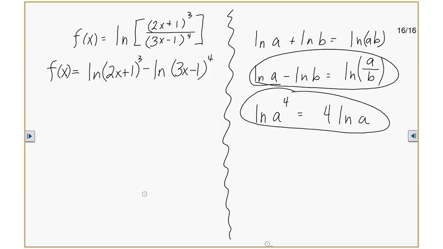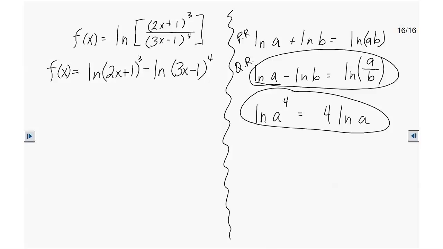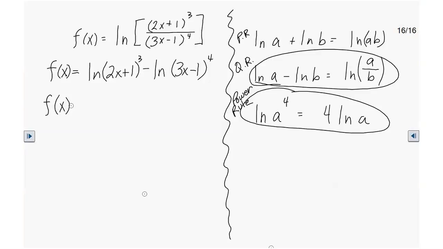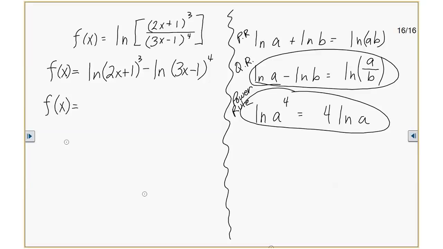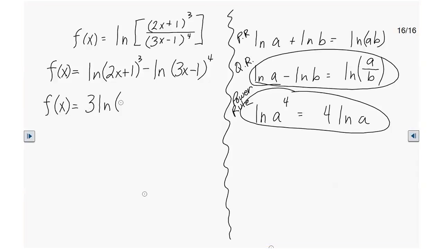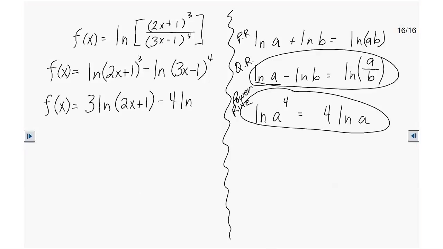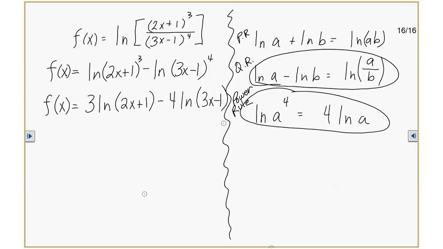Power rule. This is the product rule. This is the quotient rule. This is the power rule. Okay, speak up. Bring the 3 and 4 out. Have y'all noticed anything about what we're doing so far? It's what? Algebra. We haven't even done the calculus yet. Why do you suck at calculus? You suck at algebra. Because you suck at algebra.